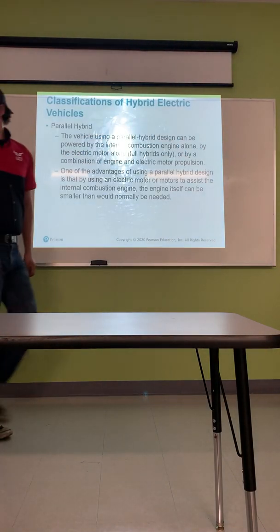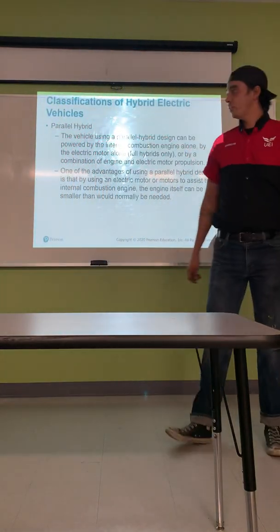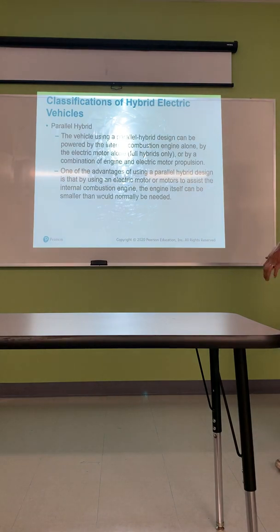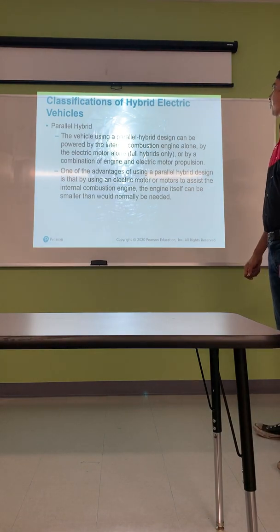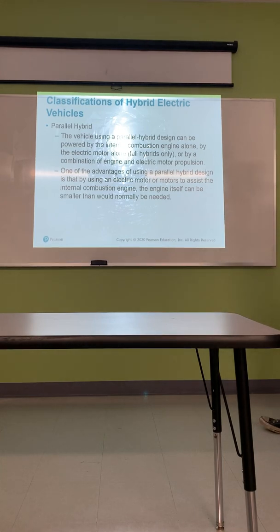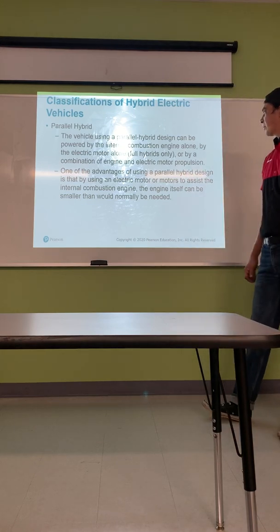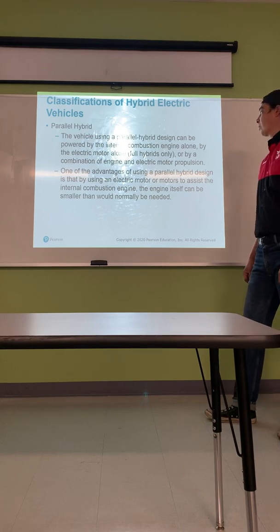Parallel hybrid. A vehicle using a parallel hybrid design can be powered by the internal combustion engine alone, by the electric motor alone, full hybrids only, or by a combination of engine and electric motor propulsion. One of the advantages of using a parallel hybrid design is that by using an electric motor or motors to assist the internal combustion engine, the engine itself can be smaller than would normally be needed.